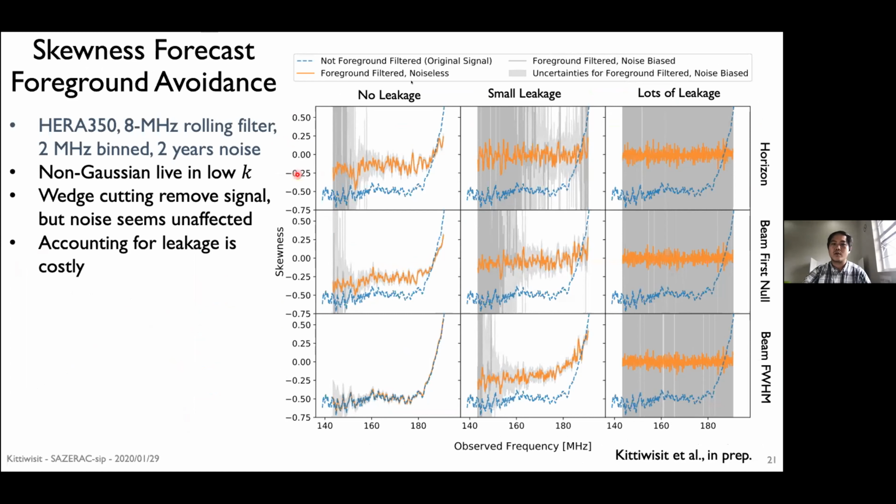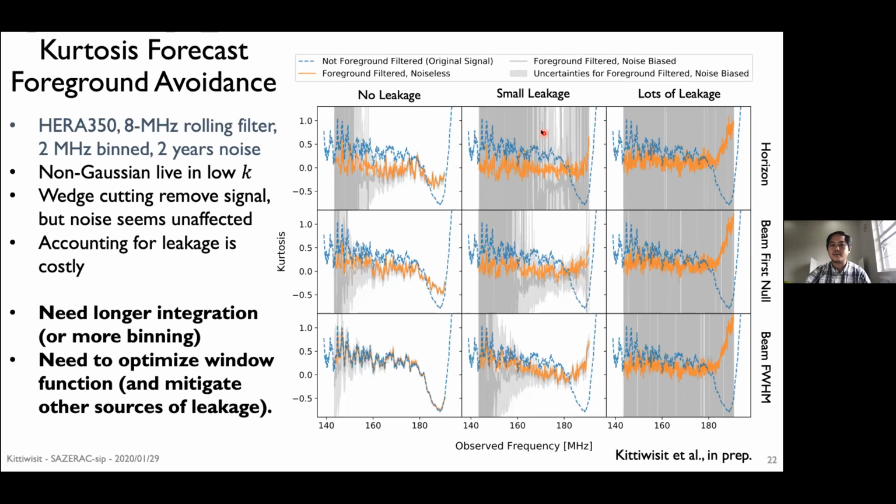If you can control leakage, meaning if you can somehow make the leakage disappear, it looks like HERA should be able to measure this statistic, especially near the end of reionization. With some small leakage, maybe you can recover something. And the same idea applies to kurtosis.